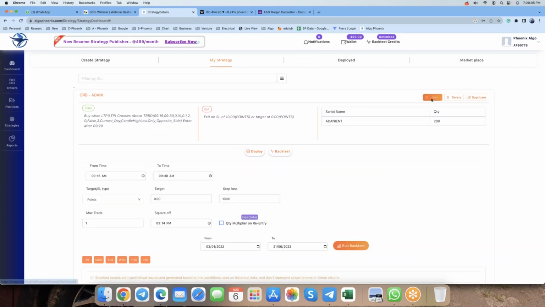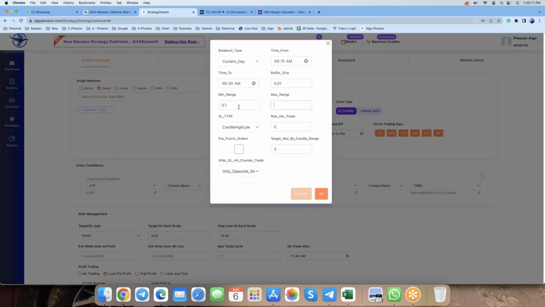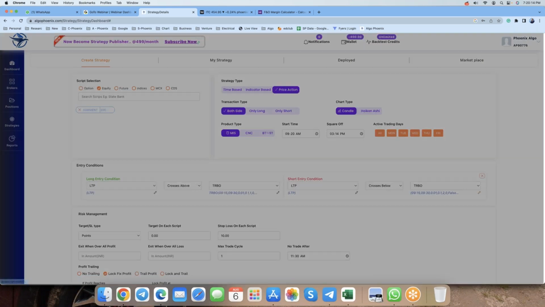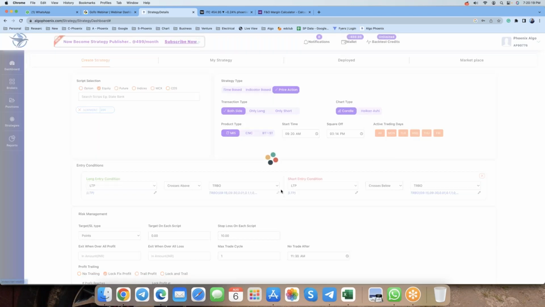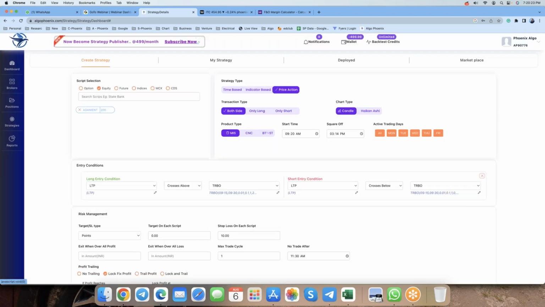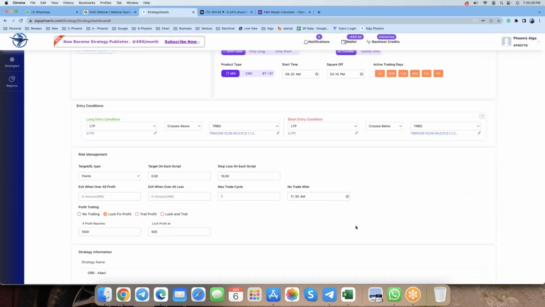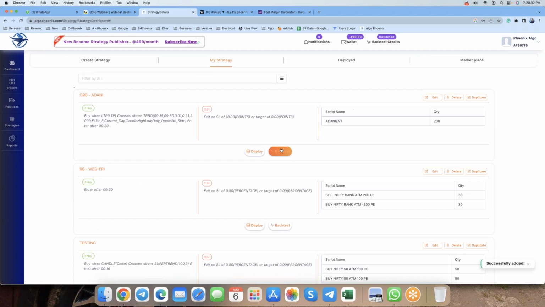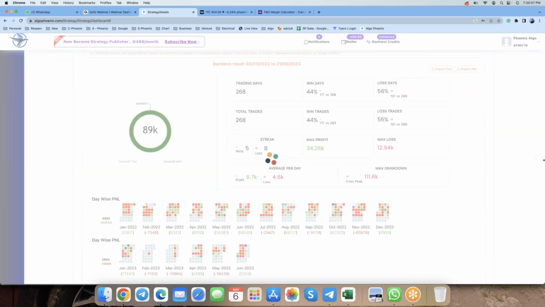So let me edit it back and change the range to 1% again, and this side also I'll keep as 1% range. And I'll keep risk per trade as 2,000 rupees. Here also I'll take risk per trade as 2,000, and update the strategy. Then I'll go and do a backtest, keeping a stop loss of 2,000 per trade.